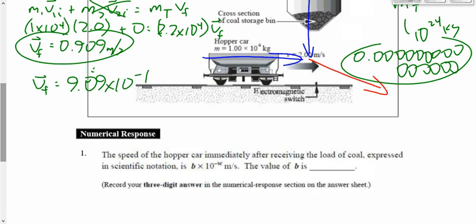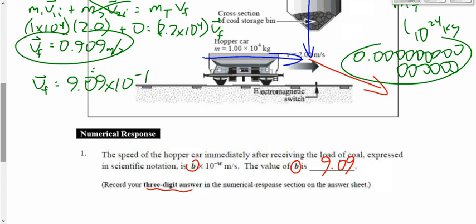Now we want to record the value of B. So what's B? 9? 9.0? Yeah, B stands for the base. In the base, they tell me to record to 3 digits. So my 3-digit base is 9.09. Not 9, not 9.0, but 9.09.